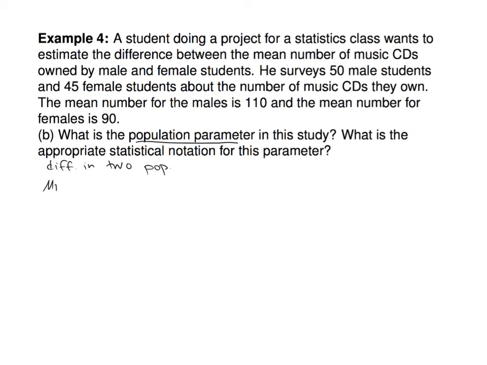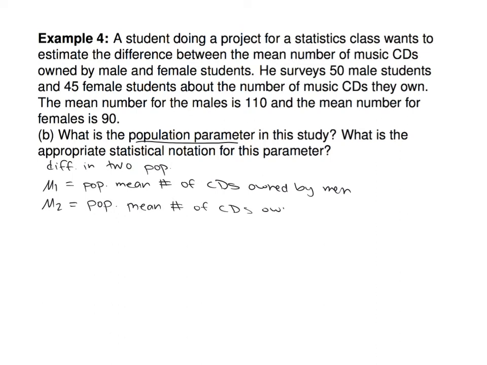So if we let mu sub 1 equal the population mean number of CDs owned by men, and mu2 equal the true population mean number of CDs owned by women, we are interested in the parameter mu1 minus mu2. What is this difference?